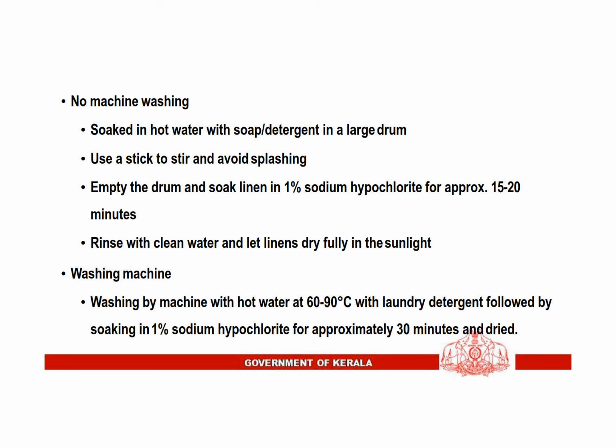No machine washing: soak in hot water with soap or detergent in a large drum. Use a stick to stir and avoid splashing. Empty the drum and soak the linen in 1% sodium hypochlorite for approximately 15 to 20 minutes. Rinse with clean water and let the linens dry fully in the sunlight. Washing machine: wash by machine with hot water at 60 to 90 degrees Celsius with laundry detergent, followed by soaking in 1% sodium hypochlorite for approximately 30 minutes, and dry.